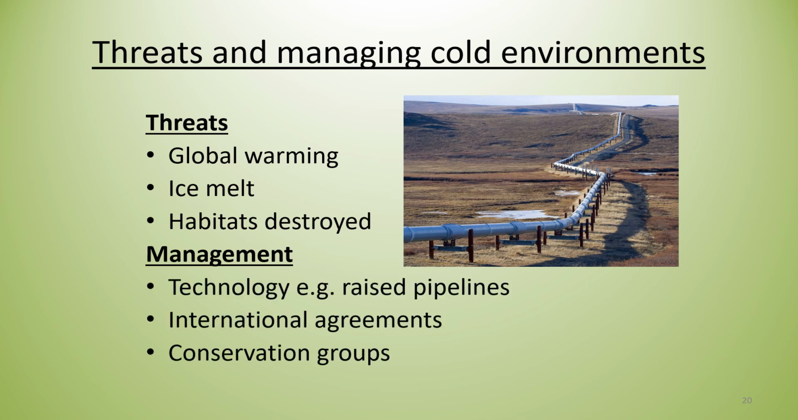How can we manage it? Technology: you can see here, there is the Trans-Alaskan Pipeline, which has been raised. It is raised on stilts, so animals can still migrate underneath. It is on suspension points, so during an earthquake, it rocks and doesn't burst. And then finally, it also has different pumping stations all the way along in order to keep that oil flowing.